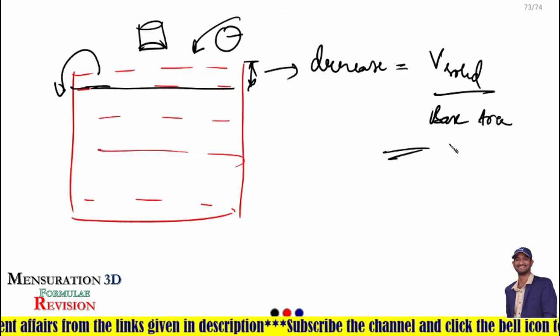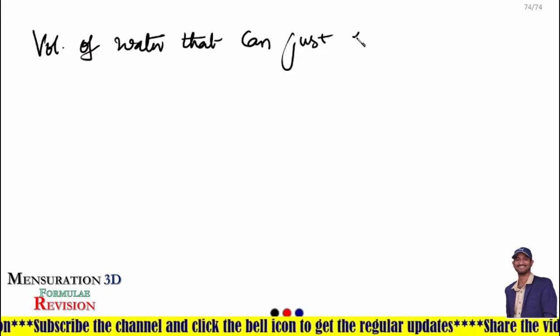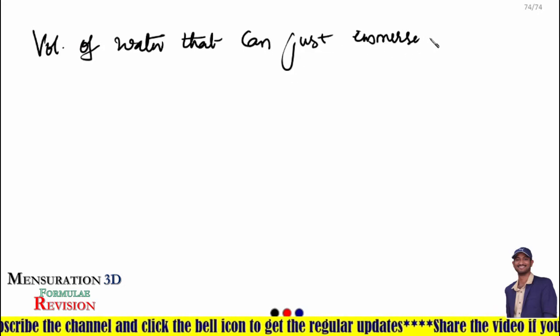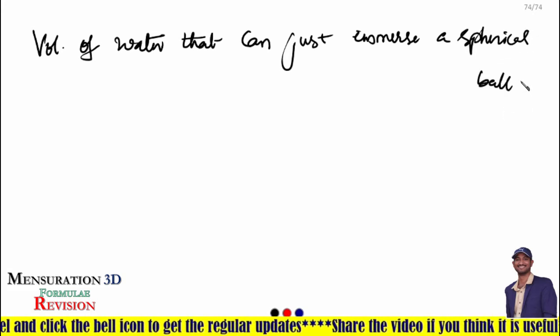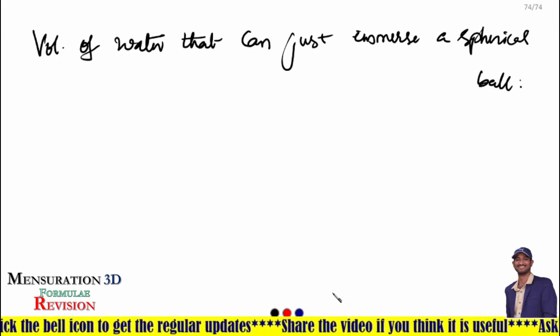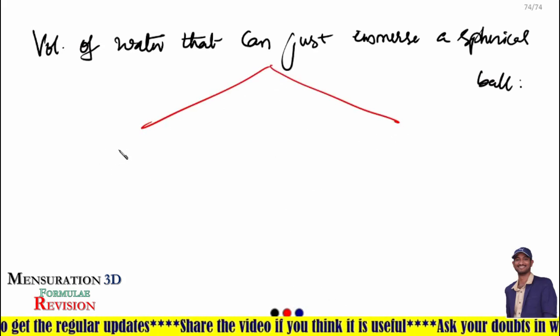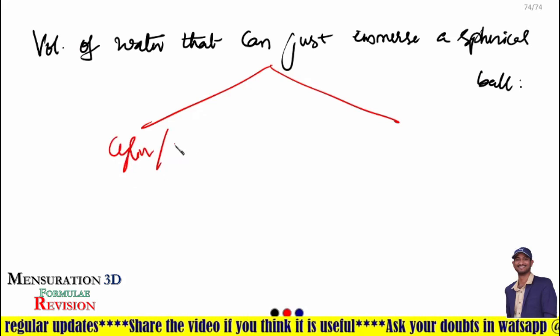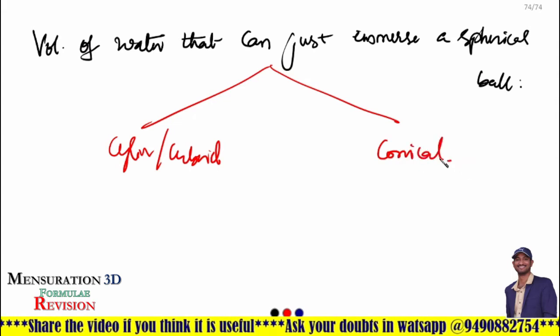And the next and last point in 3D mensuration is the volume of the water that can just immerse the ball. Volume of the water that can just immerse a spherical ball. I am telling you particularly for a spherical ball. I already explained in the video also. So here you have two cases: when the tank is cylindrical or cuboidal, and when the tank is conical in shape.